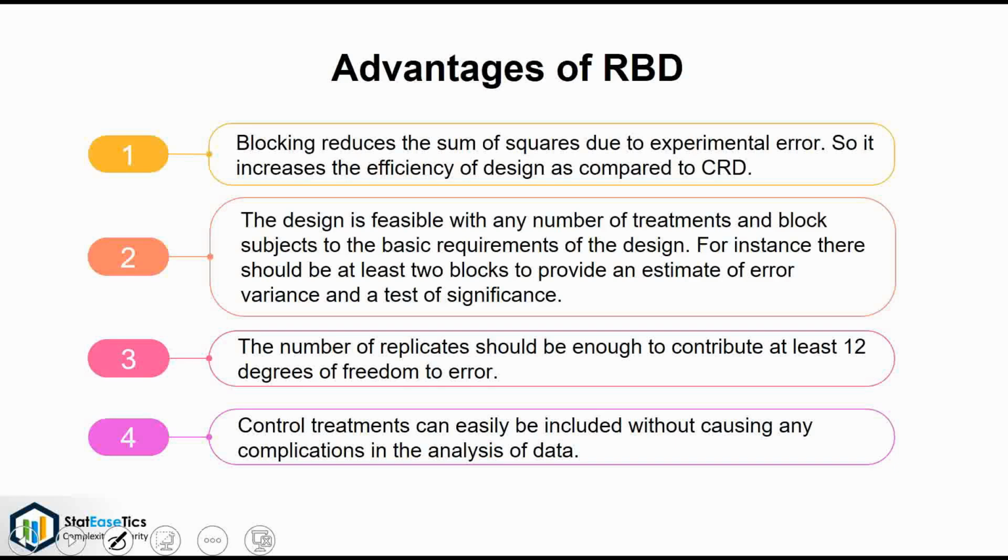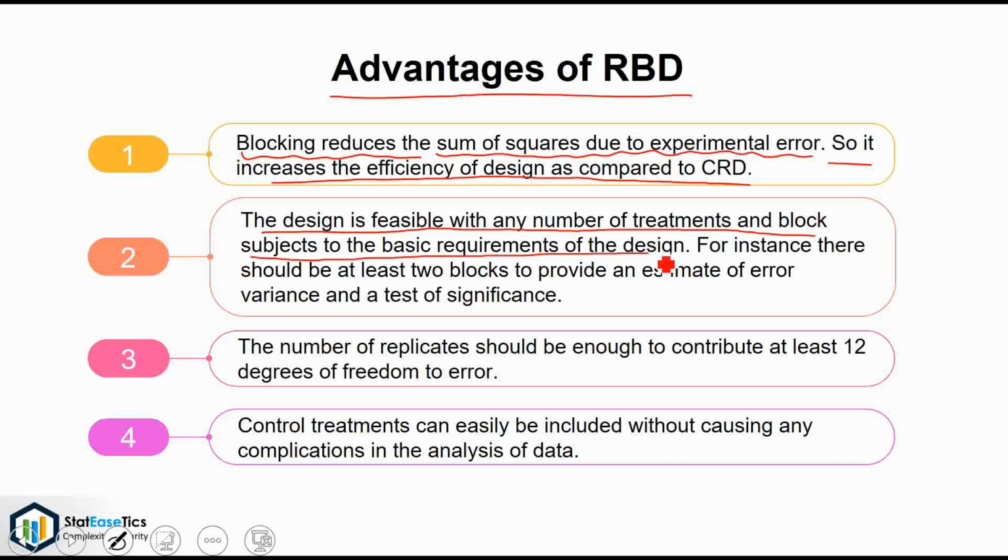Now let's see the advantages of RBD. Blocking reduces the sum of squares due to experimental error, so it increases the efficiency of design as compared to CRD. The design is feasible with any number of treatments and block subjects to the basic requirements of the design. For instance, there should be at least 2 blocks to provide an estimate of error variance and a test of significance. The number of replicates should be enough to contribute at least 12 degrees of freedom to error.